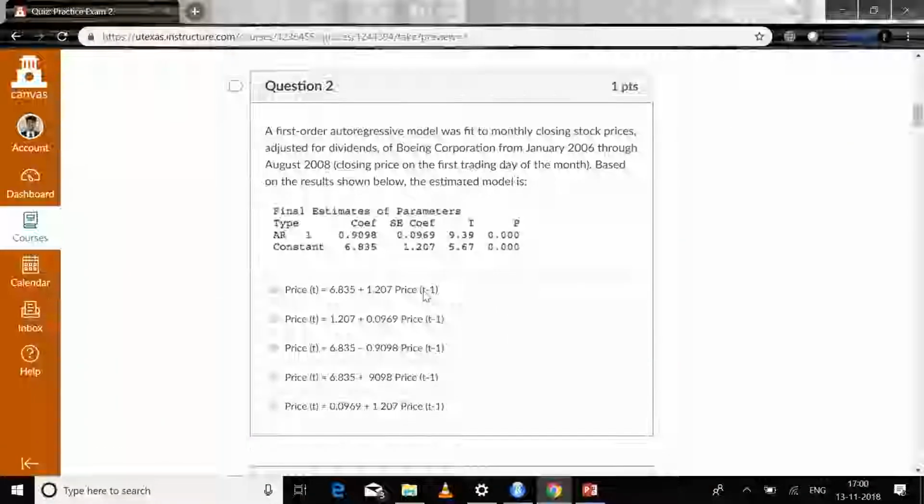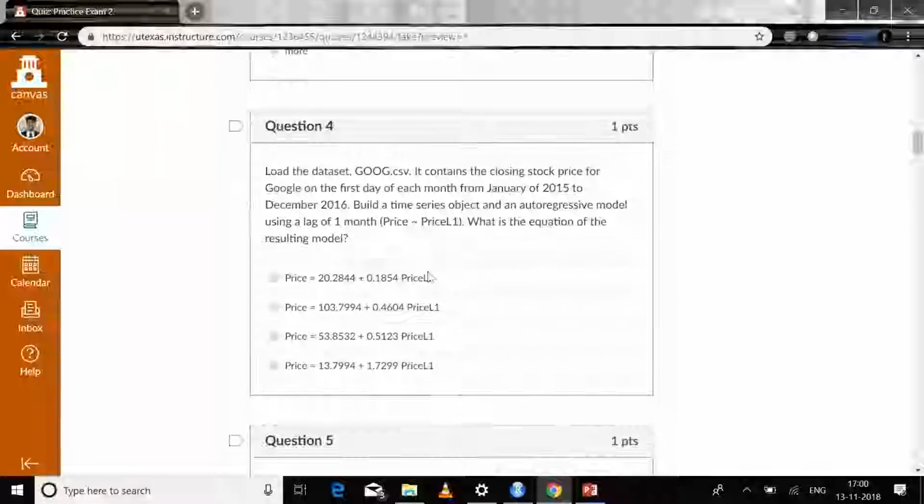So let's go to the fourth question. I believe that's the one where we use R first. It asks you to load the dataset geog.csv, which contains the closing stock price for Google on the first day of each month from January 2015 till December 2016. They want you to build a time series object and an autoregressive model using a lag of 1 month, and they're asking you for the equation of the resulting model.